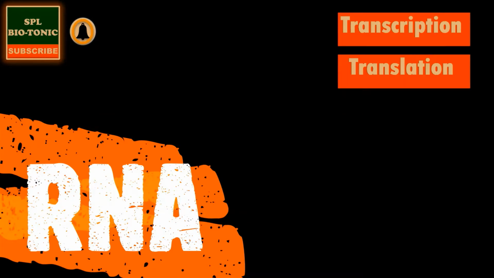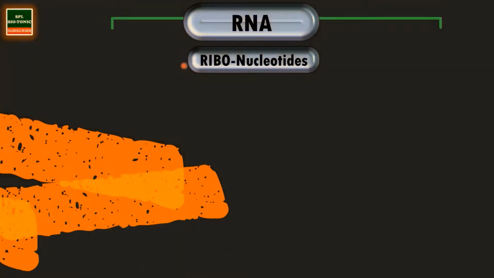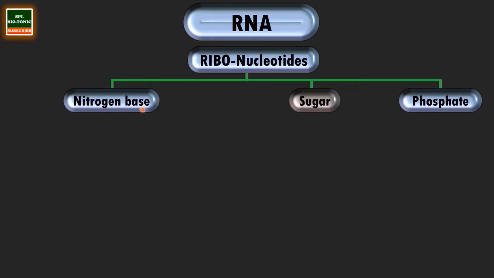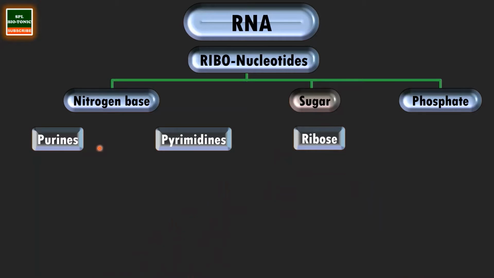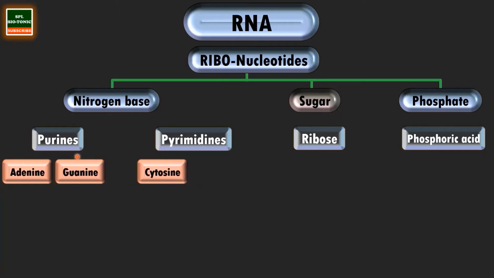Now, RNA is actually made up of ribonucleotides. These ribonucleotides are in turn made up of nitrogen bases, sugar and phosphates. Nitrogen bases in RNA are divided into two main types, purines and pyrimidines, and the sugar present in the RNA is ribosugar, and then phosphoric acid is the third part of the ribonucleotide. Now purines are divided into two types, adenine and guanine, whereas pyrimidines are divided into cytosine and uracil.